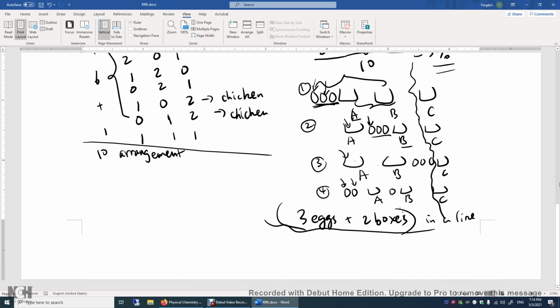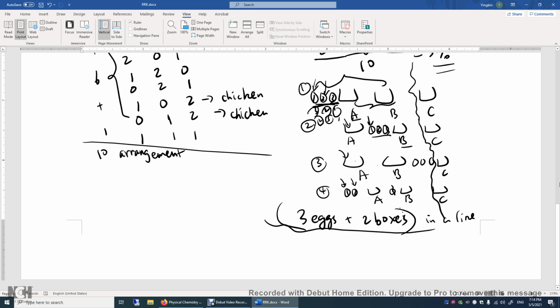How many permutations? Again, since we know these eggs are labeled 1, 2, 3, they are distinguishable, right? So 1, 2, 3, 3, 2, 1, 2, 1, 3. Even if you have just 3 eggs at the beginning, you may have 1, 2, 3, 3, 2, 1, 2, 3, 1, 2, 1, 3, etc. So you get 6 permutations of the 3 eggs, right?